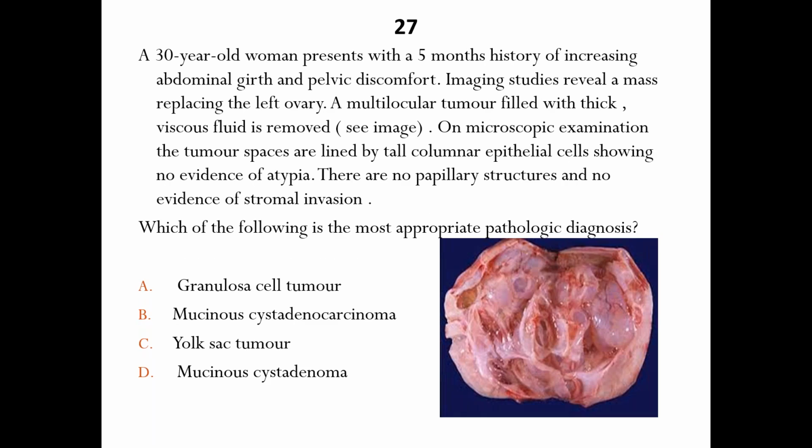Next, a 30-year-old woman presents with 5 months history of increasing abdominal girth and pelvic discomfort. Imaging studies reveal a mass replacing the left ovary. A multilocular tumor filled with thick viscous fluid is removed. On microscopic examination, the tumor spaces are lined by columnar epithelial cells showing no evidence of atypia. There are no papillary structures, no stromal invasion. Which of the following is the most appropriate pathologic diagnosis? I think it's a good picture with the cysts out there.